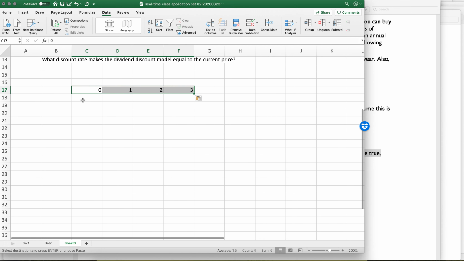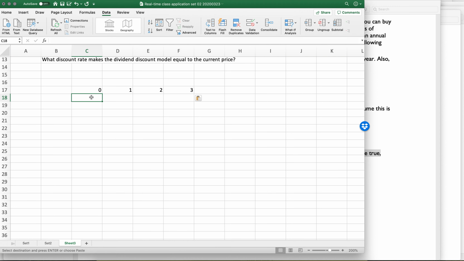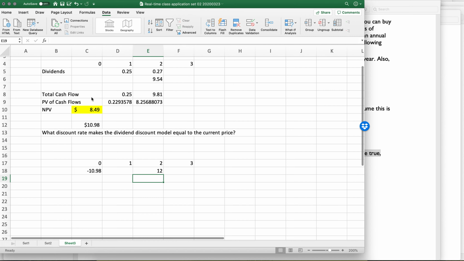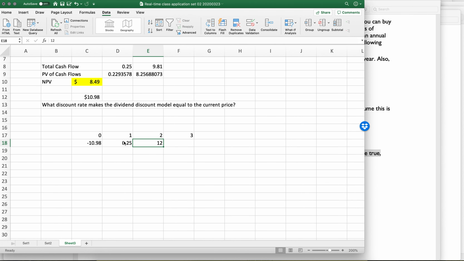Let's drop down a little bit. Okay, so we spend 1098 right now and we sell for 12. Minus 1098, we're going to sell for 12. We have dividends of 25 and 27 cents, so 0.25, and I'm going to make this 12.27 because we're going to get $12 from the sale and 27 cents from the dividend. And so these are the cash flows.